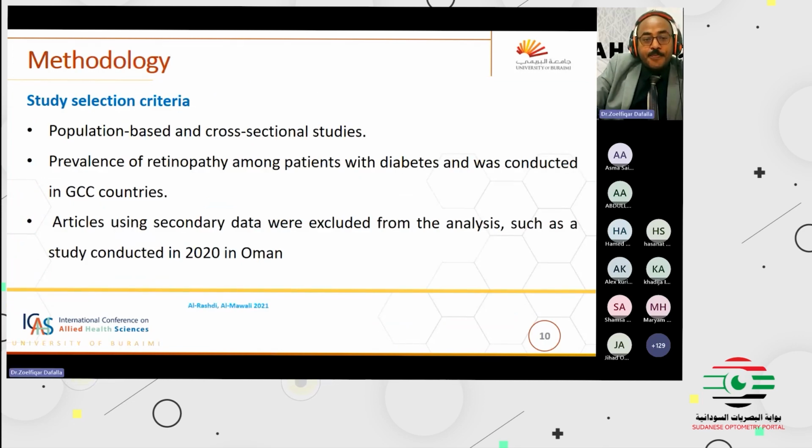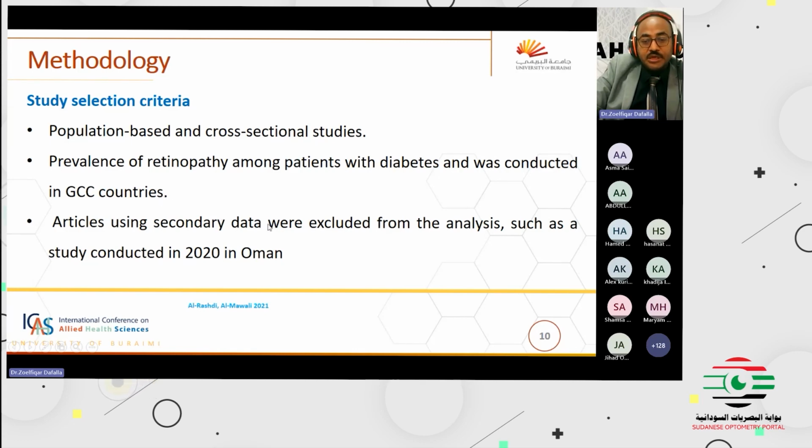Selection criteria: population-based and cross-sectional studies. The review study will not be included, and case studies will not be included. We'll use just population-based or cross-sectional studies. Another inclusion criterion is the prevalence of retinopathy among patients with diabetes, conducted in GCC countries. That means not out of these regions.